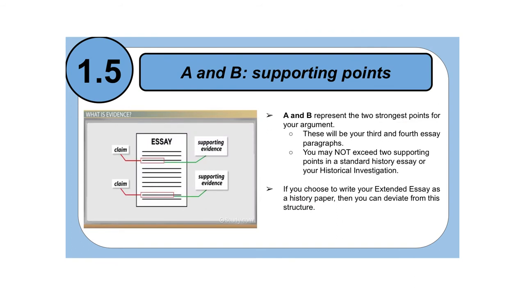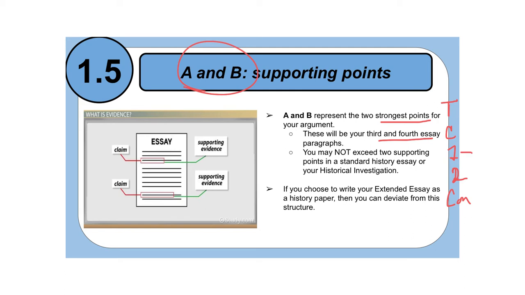So A and B is our next topic, and A and B are your supporting points, and so they represent the 2 strongest points for your argument. These will be the 3rd and 4th essay paragraphs that you have. So your first paragraph is going to be your thesis paragraph, the thesis formula. Then your first body paragraph is your counter, and then you have your first supporting point, your second supporting point, and then your conclusion. Okay, so that's with the 5-paragraph essay format.